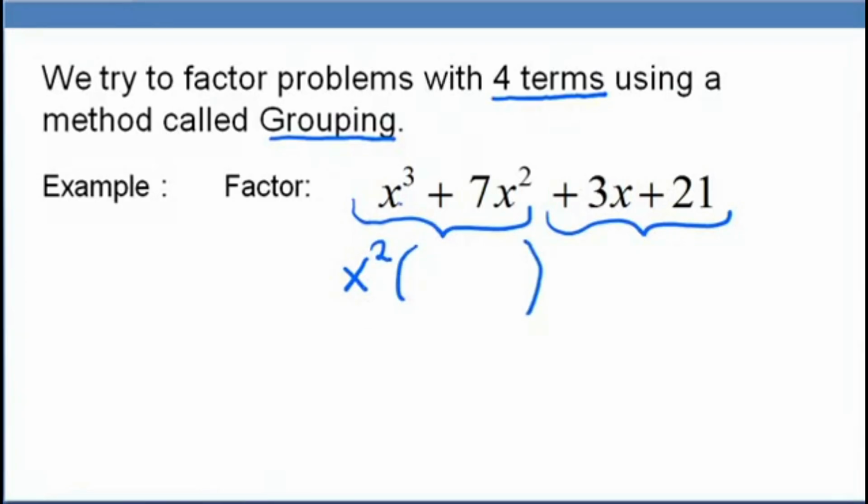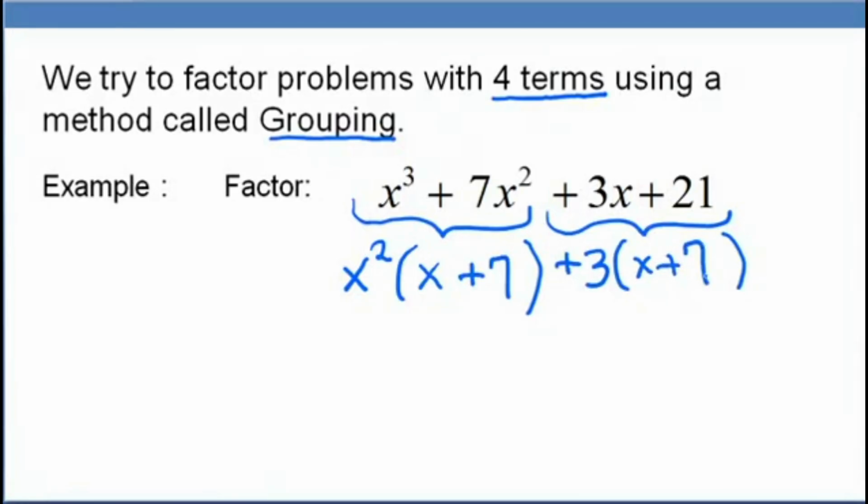Then to get back there, let's see what's missing. So we have x squared, we want x cubed, we're missing an x. For the next term, we're missing a plus 7. Then we'll leave that piece and go to the other group. In this group, we have a common factor of 3. So we'll take that out. And then to get back there, we're missing an x plus 7.